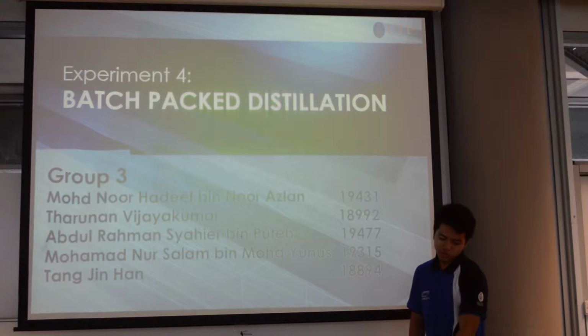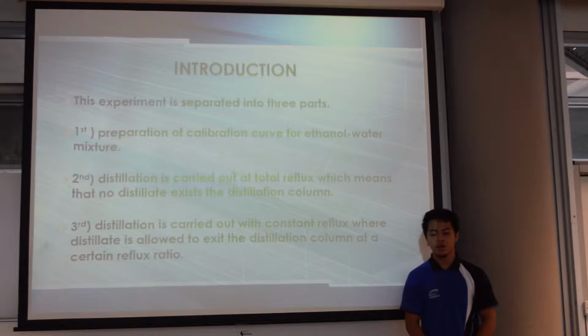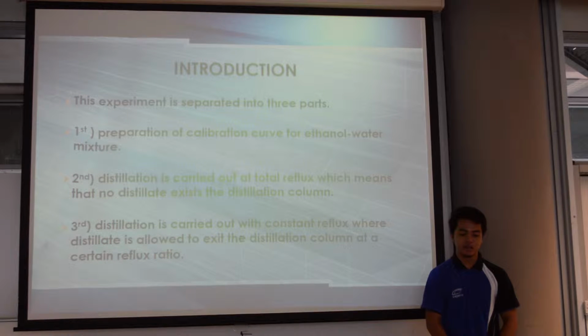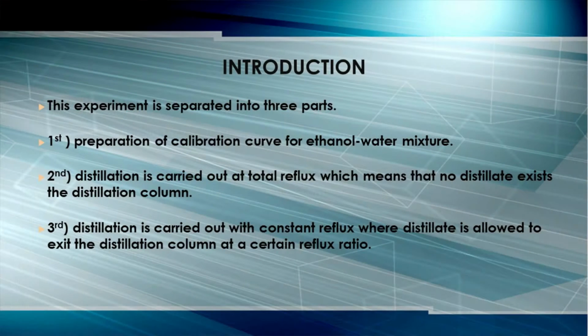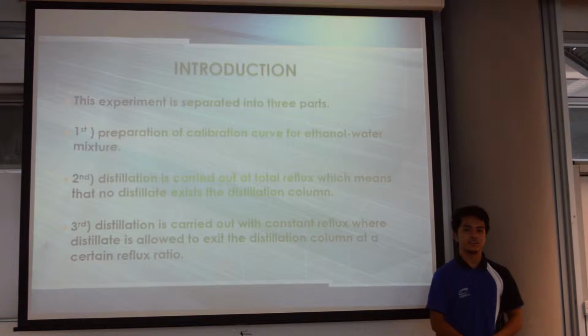Now we are going to move to the introduction of this experiment. This experiment is separated into three parts. The first one, we are going to prepare a calibration curve of the ethanol and water mixture. The second part, we are going to carry out the distillation experiment at total reflux, which means there is no distillate exiting the distillation column. And the third part, distillation is carried out with a constant reflux, where distillates are allowed to exit the distillation column at a certain reflux ratio.